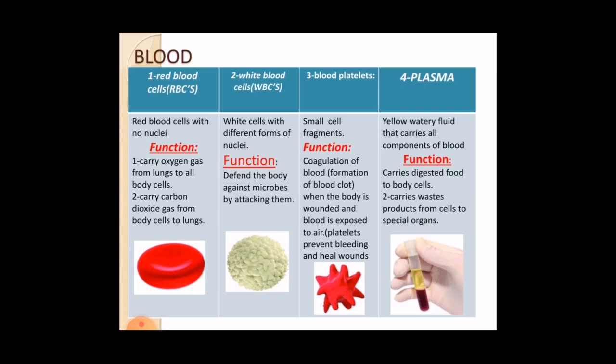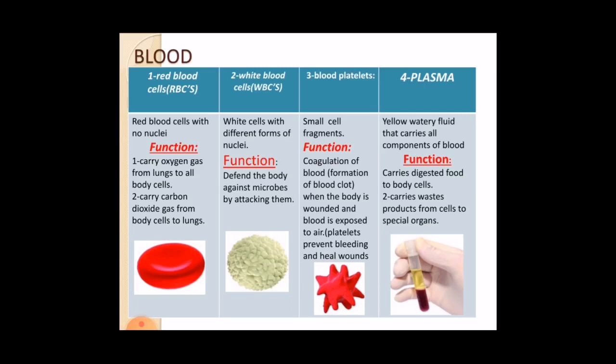Number 2, white blood cells. They are white cells with different forms of nuclei. What is the function of white blood cells? They defend the body against microbes by attacking them. White blood cells attack microbes that enter the body.